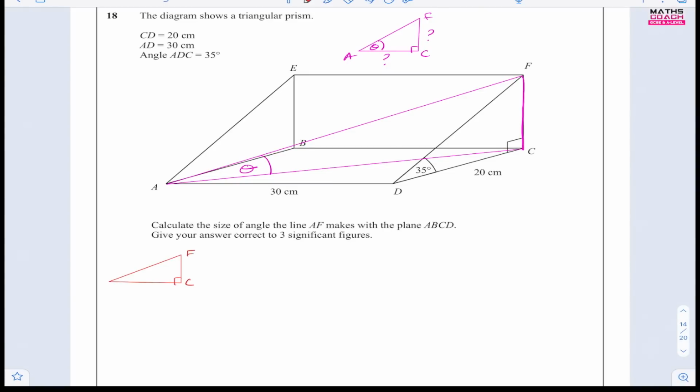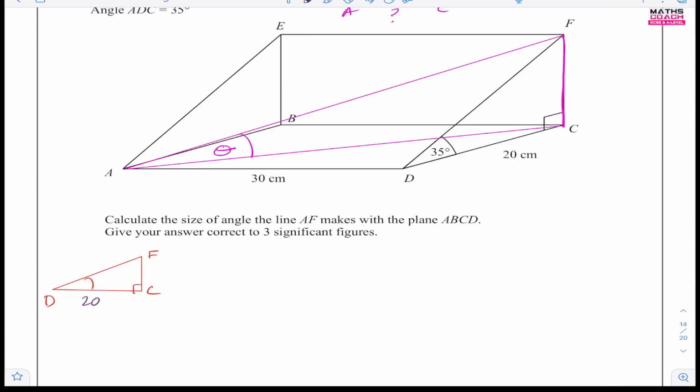So F, C, and D, all I've done just quickly is drawn this. So we know that DC is 20 centimeters, and we also know this angle right here, which is 35. So that is 35. Right, so we are looking for FC right here. Let's label our triangle. This is an opposite side, this is adjacent. So what uses opposite and adjacent? We use SOHCAHTOA. So we are going to be using opposite divided by adjacent.